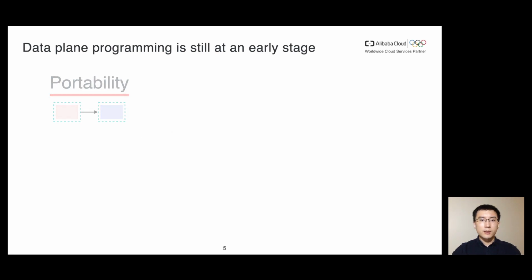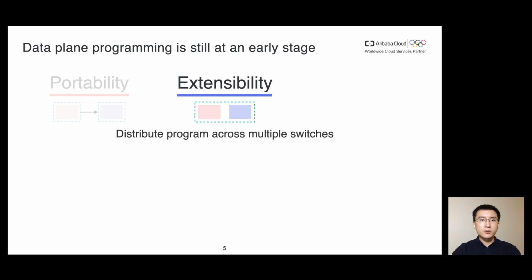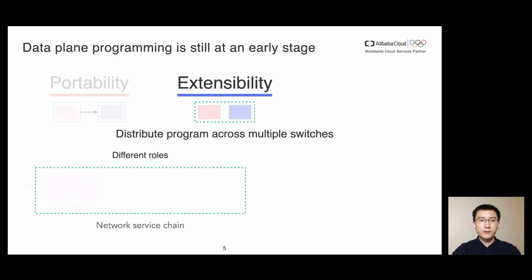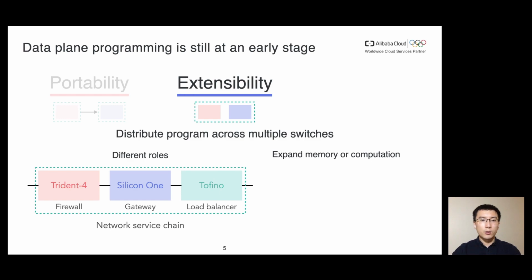The second problem is extensibility, which means distributing a program across multiple switches. Low-level languages focus on programming individual ASICs, while there are data plane programs that need to execute on multiple ASICs in a distributed way. For example, a network service chain may assign different roles to different switches, such as firewall, gateway, and load balancer on each of the switches. On the other hand, applications such as a firewall can also collectively use table resources in multiple switches for accommodating large-scale workloads. Nowadays, programmers have to individually program each switch's data plane.